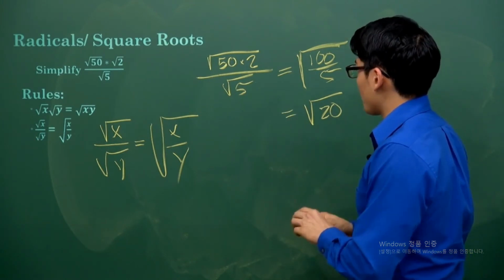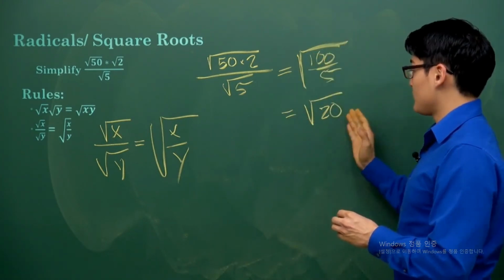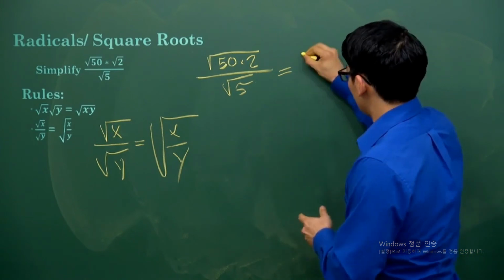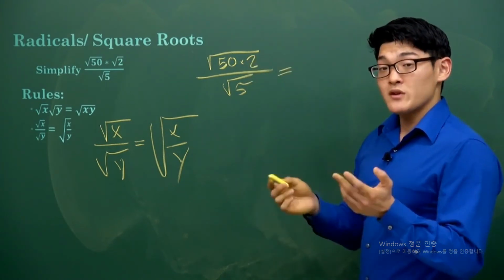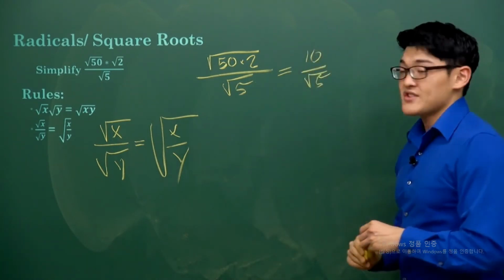So another way of going about it would be, I'm going to go ahead and erase this, but you would get square root 20 as your answer. You could do 50 times 2 is 100. Square root 100 is just 10. And you would just have this as your answer.